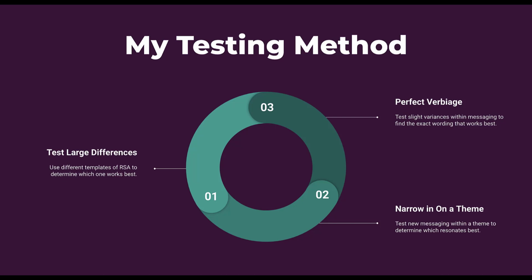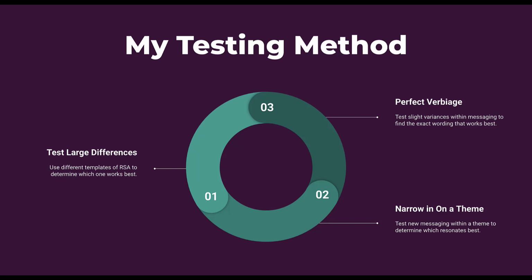So in this instance, you would use different templates for your responsive search ads. Maybe you start with one that is brand focused versus one that is benefits focused. Just a big difference in messaging so that you're testing a completely different category of ad creative and seeing how they perform compared to each other. Once you've determined a winner between those two, you can then go to the secondary stage, which is going to be on the bottom right, which is where you narrow in on a theme.